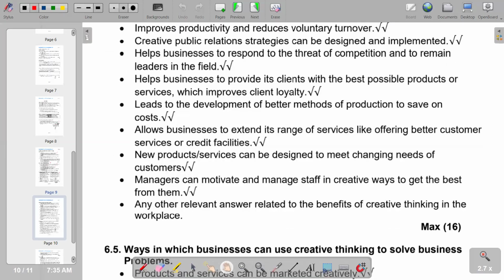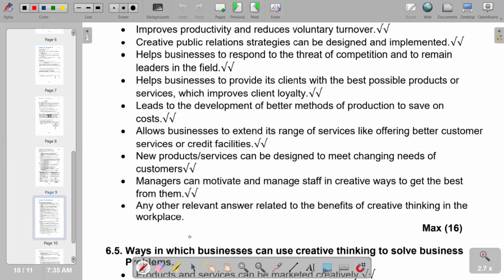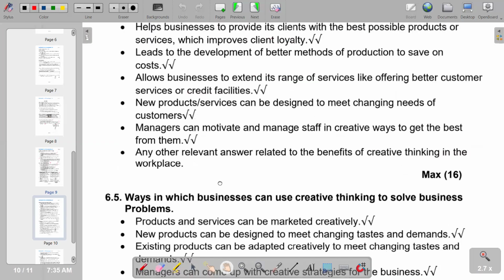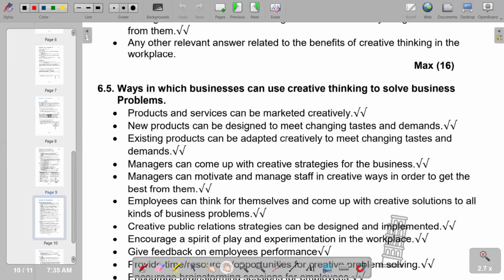Then for that part, we move on to the additional part, which is to suggest ways in which a business could use creative thinking to solve business problems. So this is now the additional part. We have ways in which a business can use creative thinking to solve a business problem. So how can a business use creative thinking?